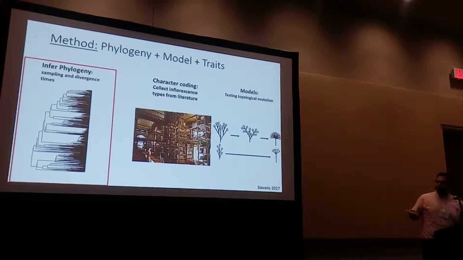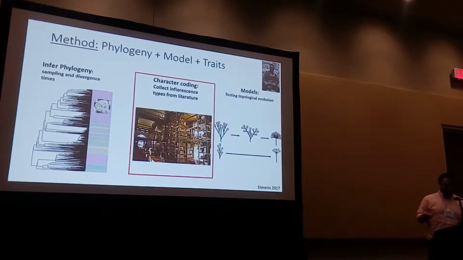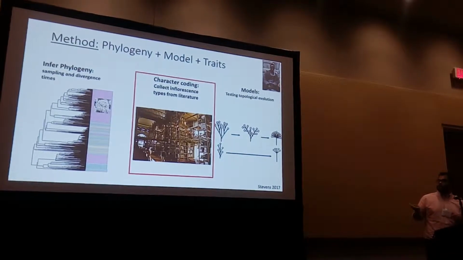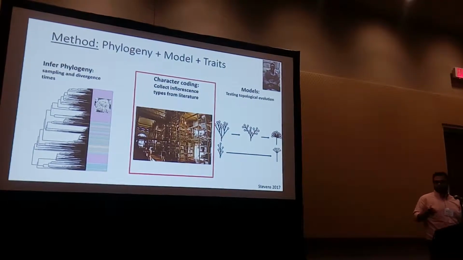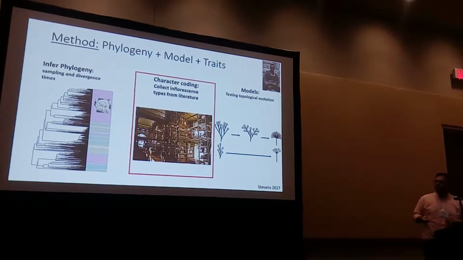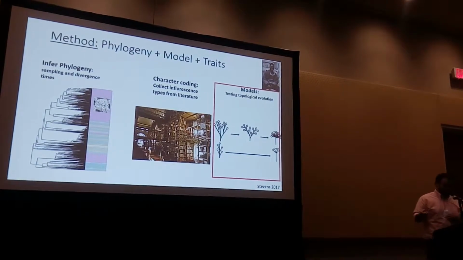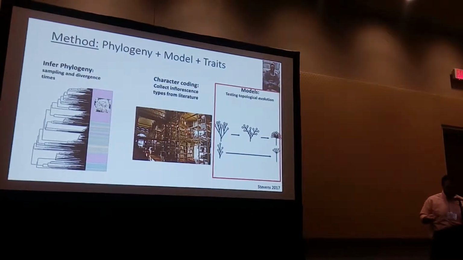And this is what we got, yay. And so for character coding, me and my undergrad Jason went through the literature and collected discrete characters of the inflorescence states. And here we have them displayed out on the phylogeny a little bit. And now we'll be talking about these models.